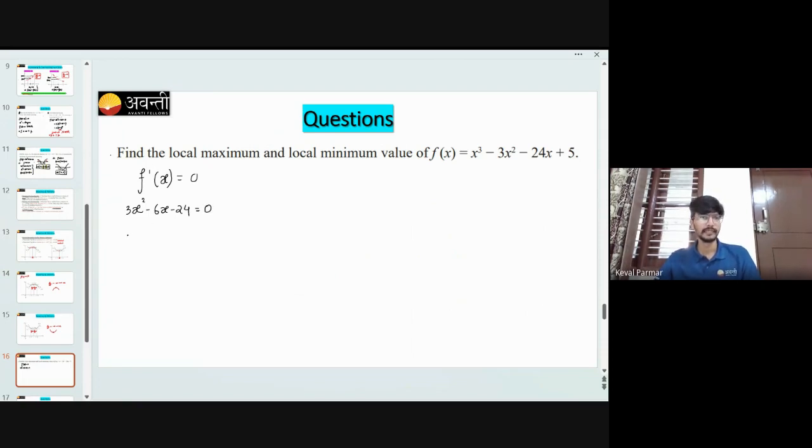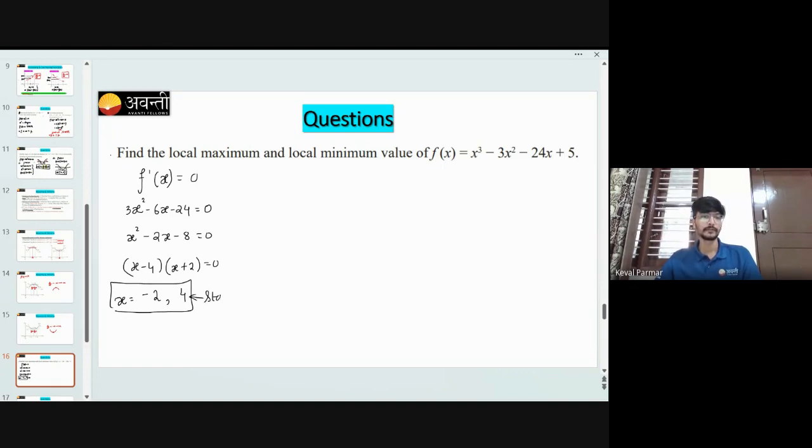We can divide by 3. So x square minus 2x minus 8 equals 0. Right? So what are the factors? 8 we want. 4 times 2 is 8, minus 4 plus 2. So x minus 4 into x plus 2 equals 0. That means x equals minus 2 and 4. So these are the stationary points.